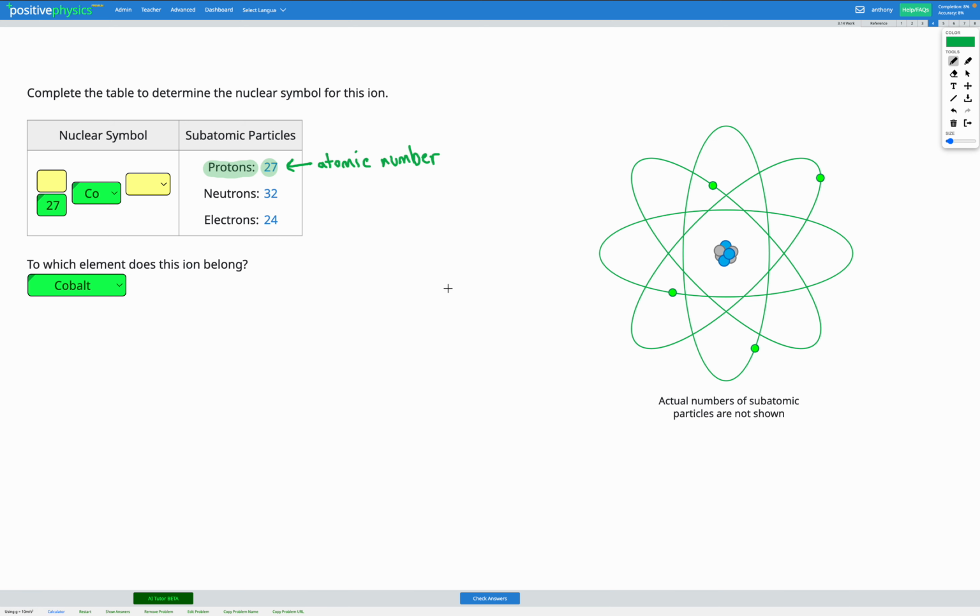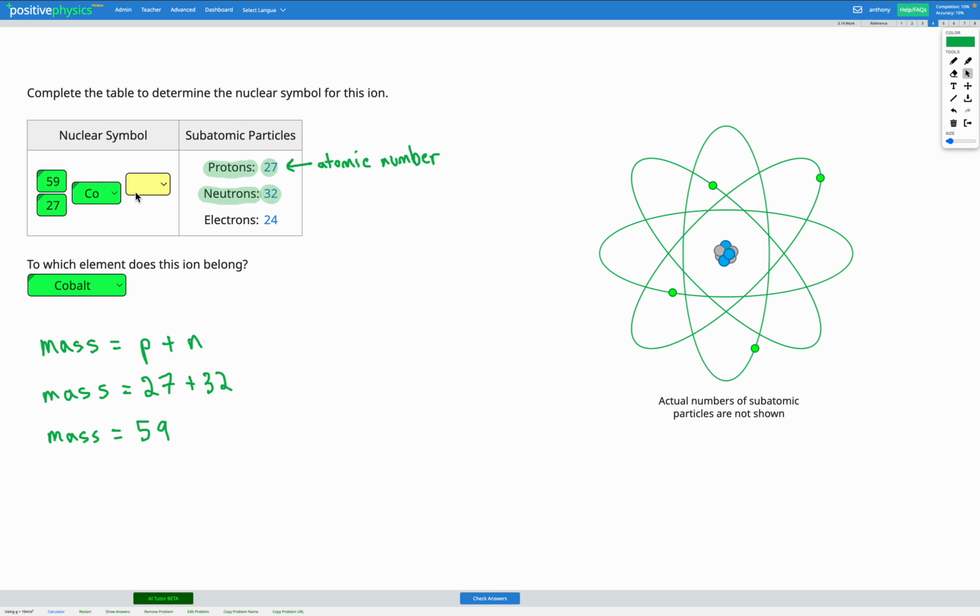The next step will be figuring out our mass number. The mass number is the number of protons and neutrons added together. So we just need to go ahead and add together our protons and neutrons. The number of protons was given as 27. The number of neutrons was given here as 32. Which gives us a total mass number of 59. So we can go ahead and fill that in the top left of our nuclear symbol, because that's where our mass number goes.